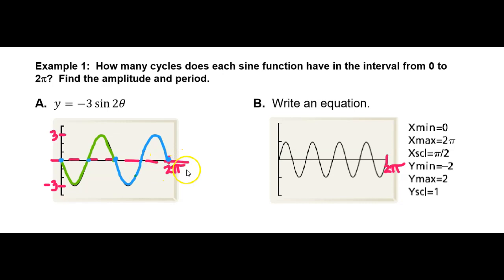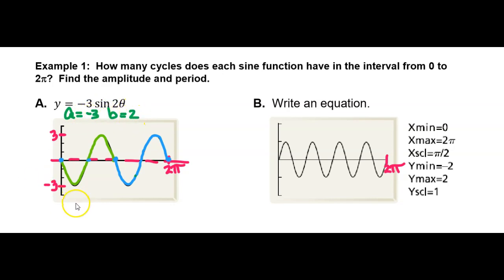So I labeled 2 pi out here on both of these. This one actually here shows me that my x maximum is 2 pi. So the window is 0 to 2 pi. Let's first take a look at our equation. So we have y equals -3 sine 2 theta. So our a value in this example is -3, and our b value is 2.